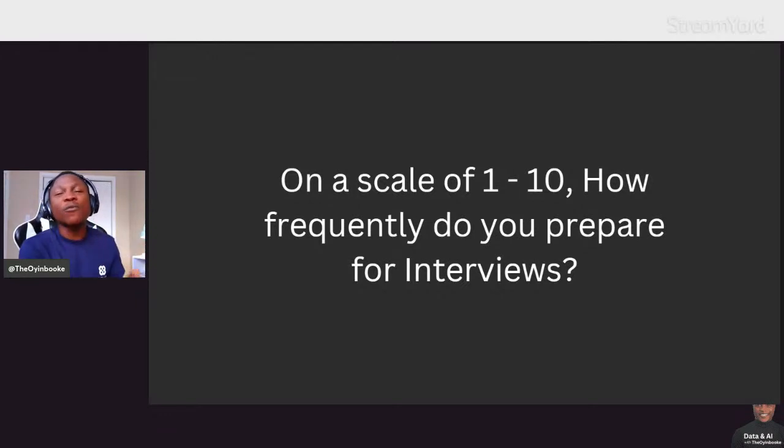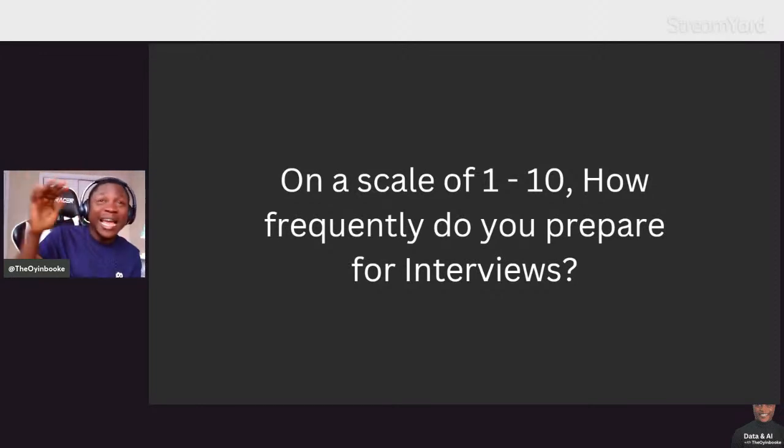But first, on the scale of 1 to 10, how frequently do you prepare for interviews? I just want to ask. Just drop it in the comment section. Do you even prepare? Or is it only when you have an interview that you prepare? There are two things entirely. Are you conscious of preparing for interview?